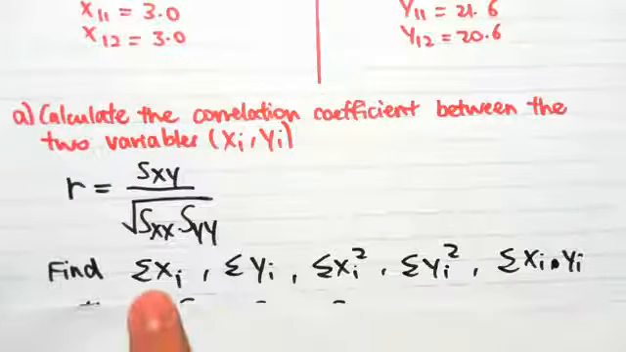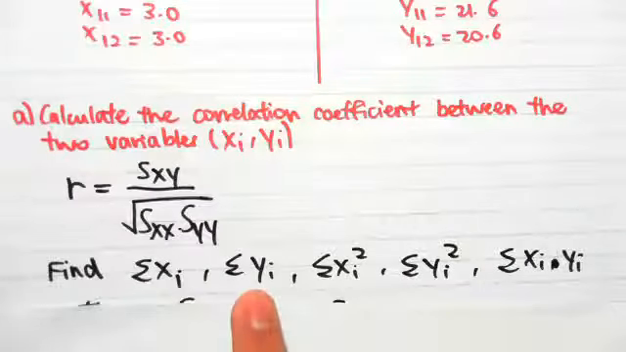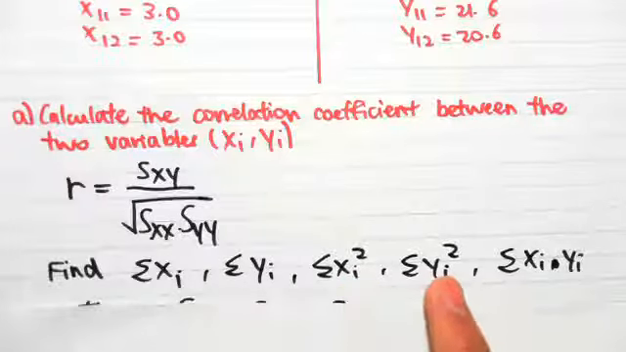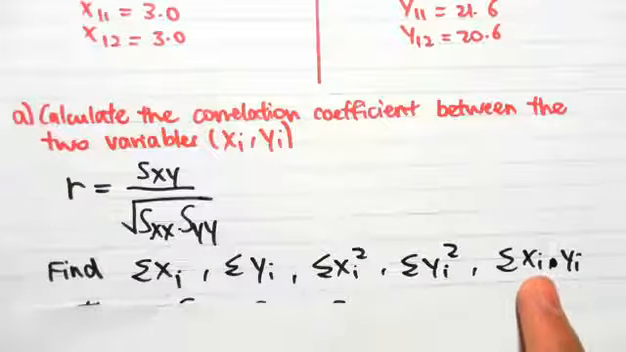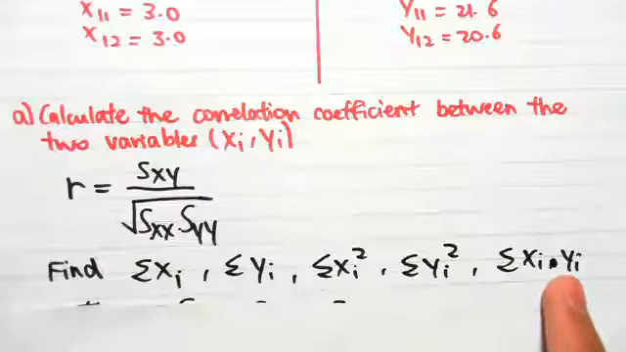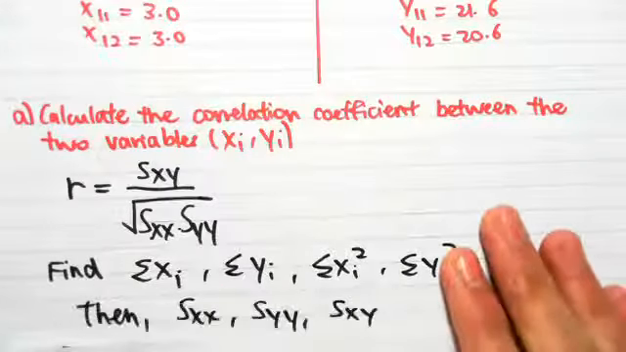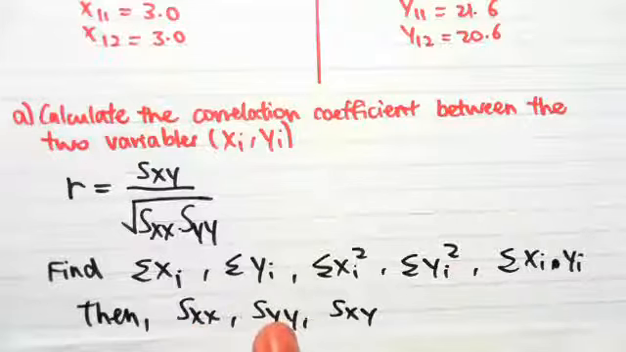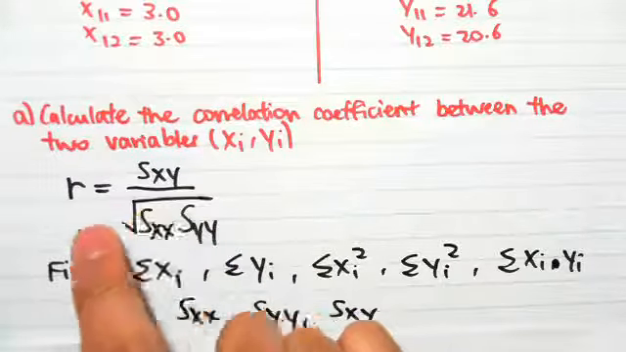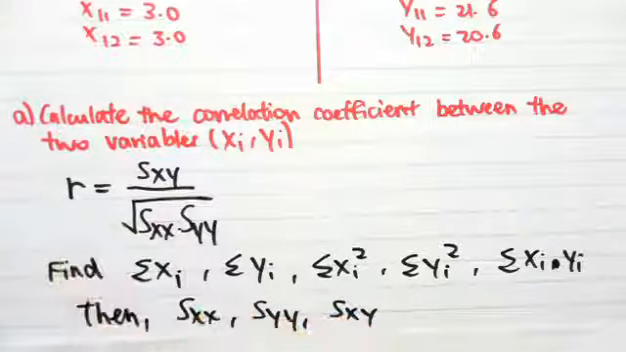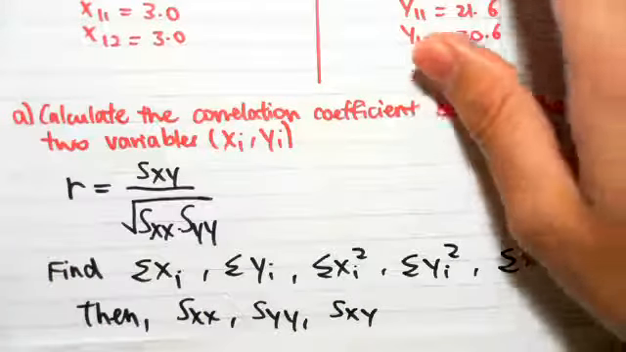Okay, and these summations are the sum of xi, sum of yi, sum of xi squared, sum of yi squared, and sum of xi times yi. So when we have found all the summations, we can then find Sxx, Syy, and Sxy, and then that will allow us to plug the numbers in and find our correlation coefficient. Okay, so let's start with the summation.